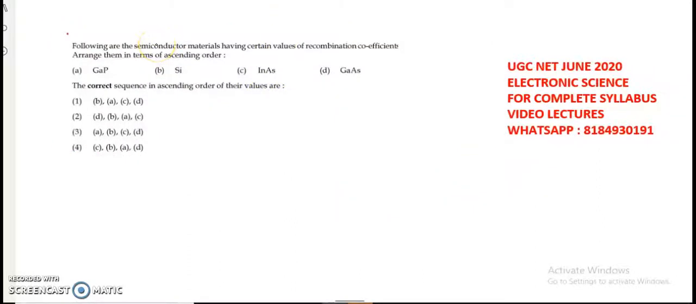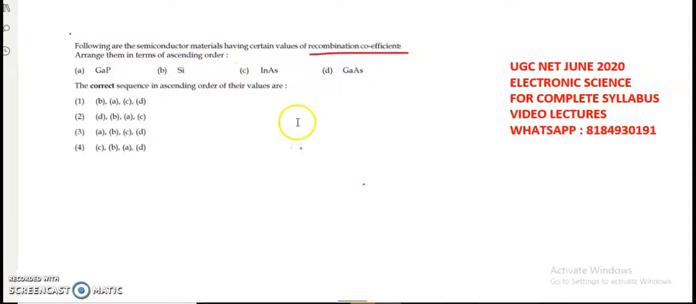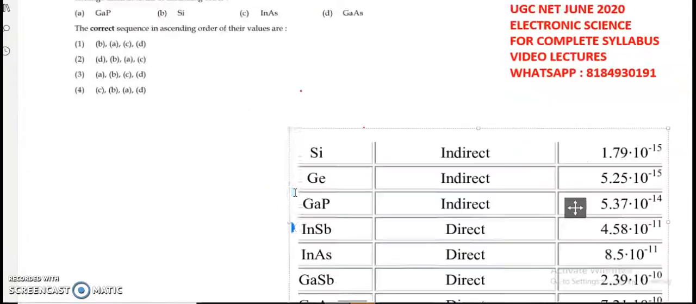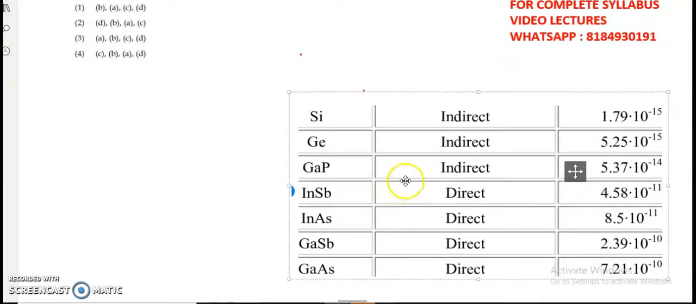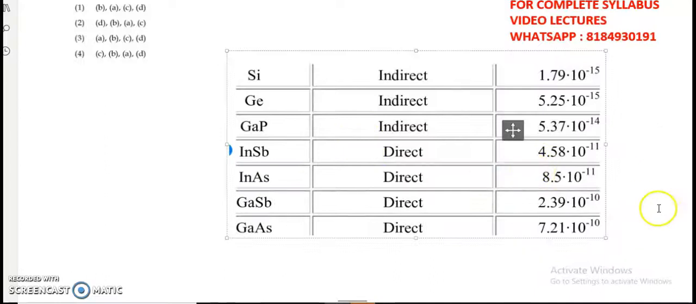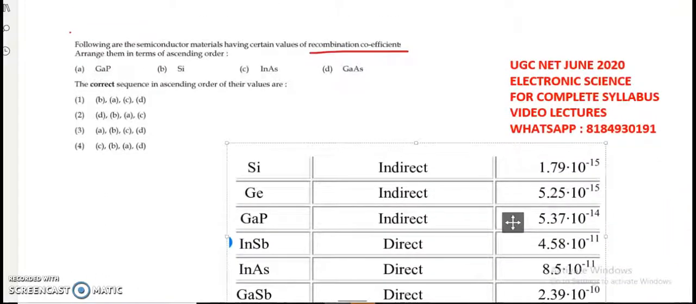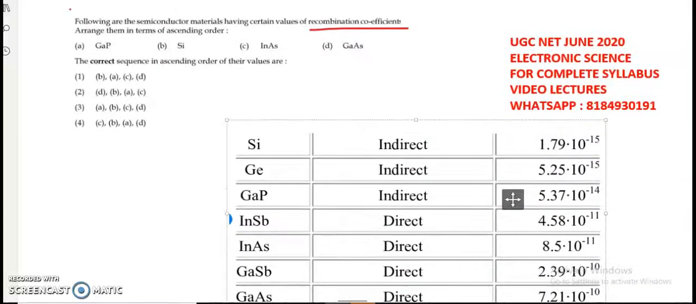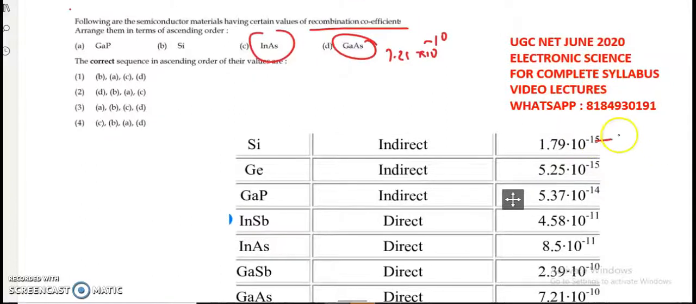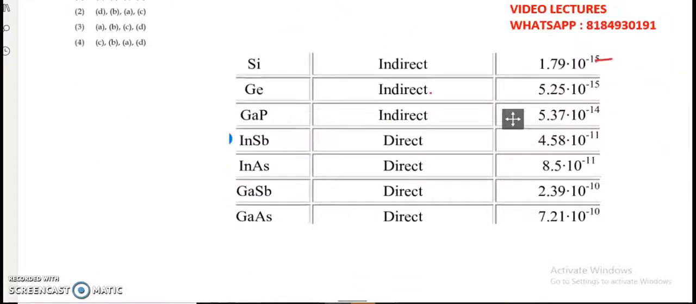In this question, the following semiconductor materials have certain values of recombination coefficients. Arrange them in ascending order. Here I am giving the recombination coefficients of all these materials. It is a tabular format that you have to remember, and based upon this tabular format, you will be able to answer this question. So first we will see the materials given here, and based upon the materials, we can find the recombination coefficient in this tabular format.